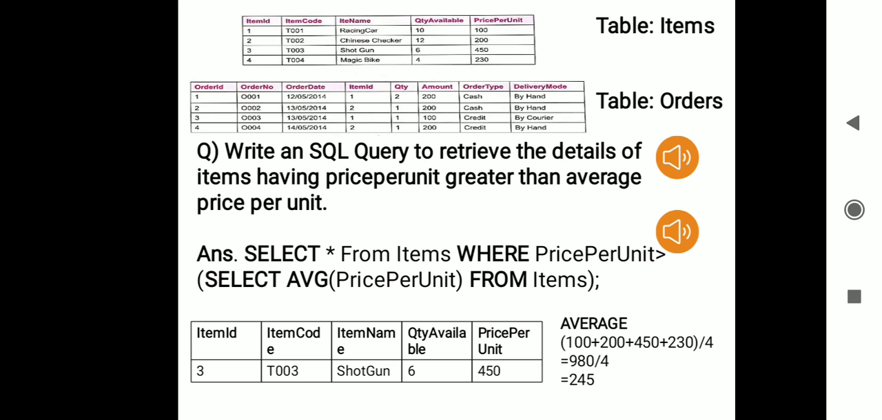And if we look at that, out of all the rows in the table called items, we can select only one row, which is having the price per unit 450. This is because in the rest of the rows, the price per unit is less than 245, and in the row with item ID 3, item name as shotgun, item code as T003, the price per unit is greater than 245, and that is 450. So we just select this particular row and it is clearly shown in the output table below.